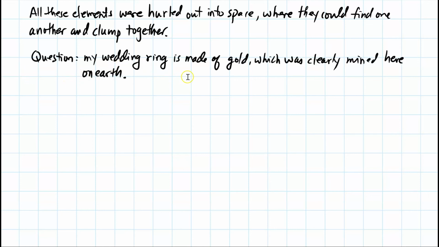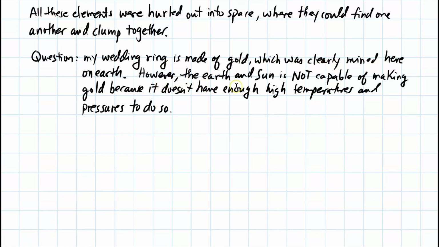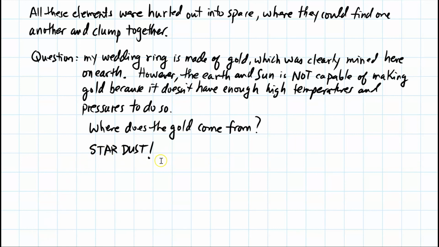Question: my wedding ring is made out of gold, which was clearly mined here on Earth. However, the Earth and Sun is not capable of making gold because it doesn't have enough high temperatures and pressures to do so. Where does the gold come from? It's stardust. It's the dust produced by supernovas. So these supernovas, they produce cosmic seeds. And when our solar system was formed, these atoms from these long dead supernovas that make you, me, and my gold wedding band today are the result of stardust.